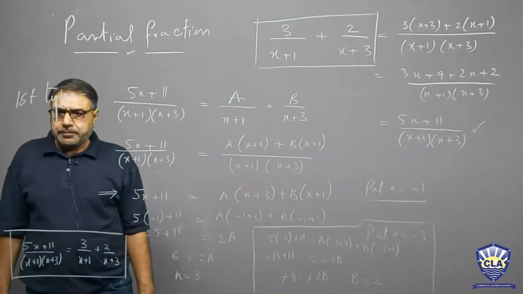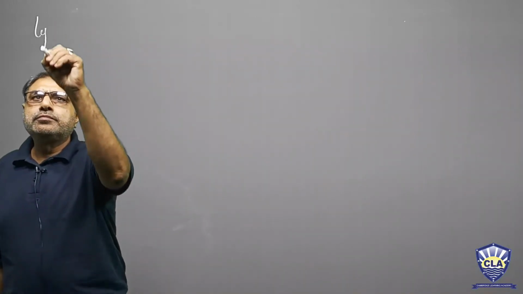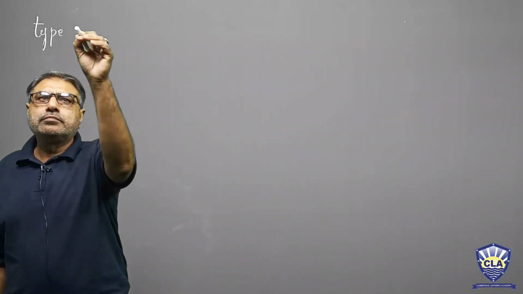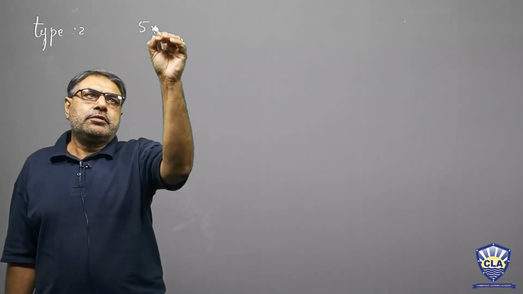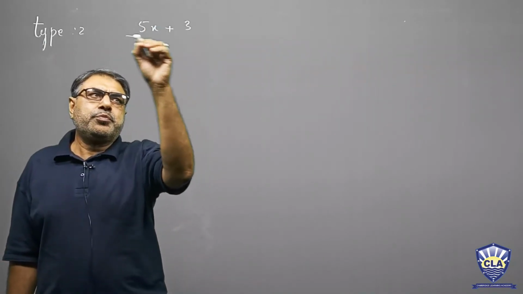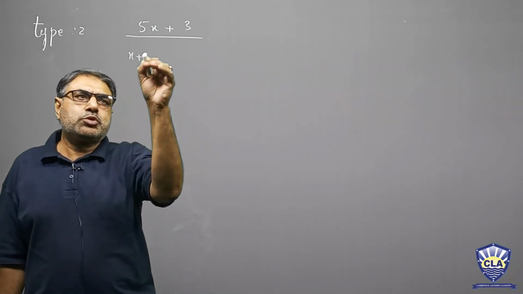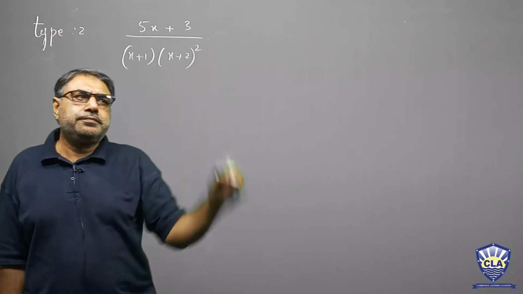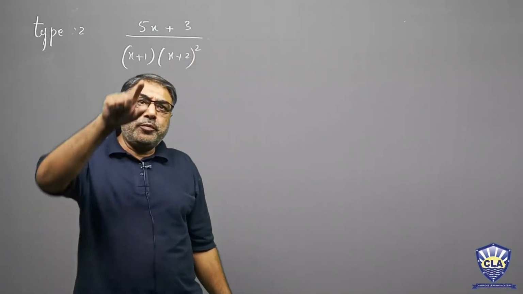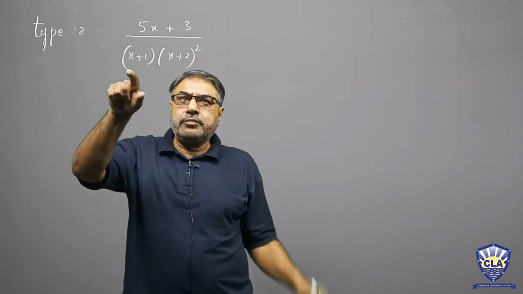Now the second type, type 2. Type 2 mein hai 5x plus 3 over x plus 1 and x plus 2 whole square. Denominator pe depend karta hai, what is this type?